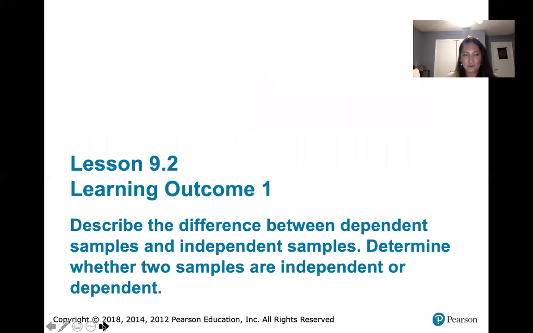So that is our overview of lesson 9.2. I'll see you in the next video, to discuss learning outcome number 1, which is about the difference between dependent and independent samples.